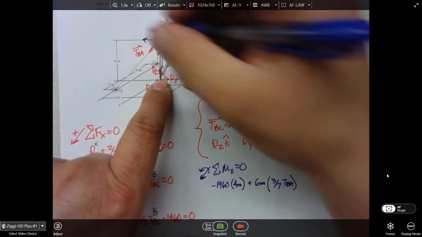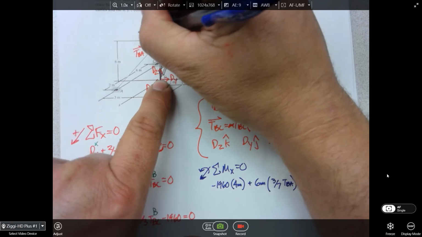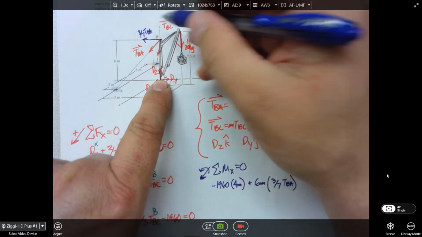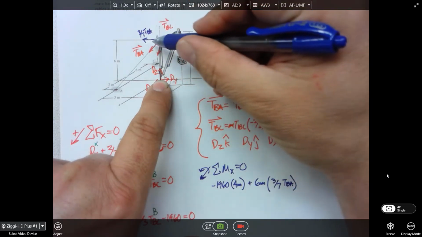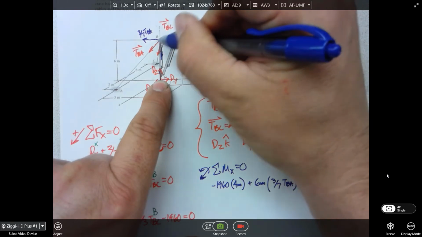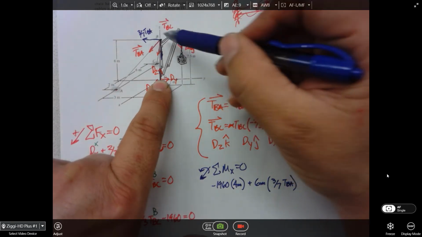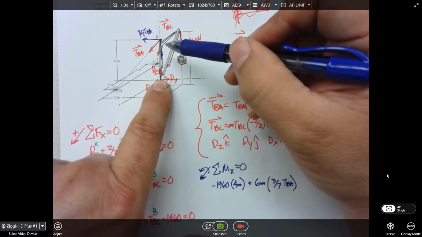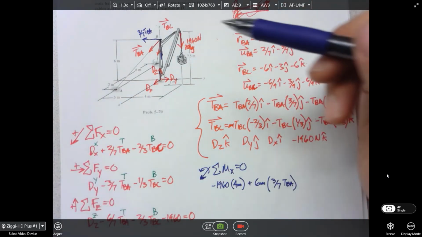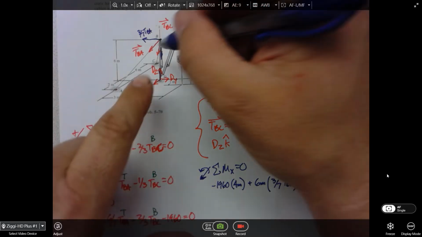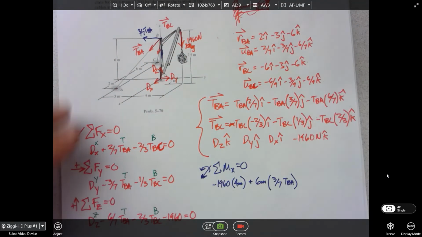So this would be 3/7 TBA, right? If I break TBA into components, which I've done, it's going to have some in that direction, some in this direction, and some straight out. So the only one that causes a moment about the x-axis is the y component, right? Thumbs up, thumbs down. You understand why it's the y? So let me isolate just that one. I'm going to try a new drawing over here.